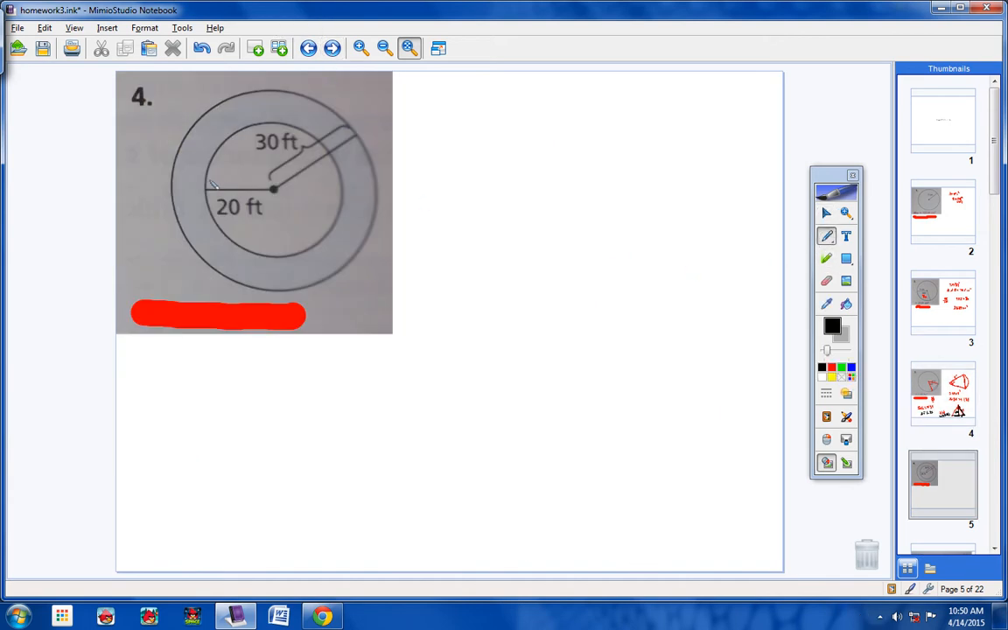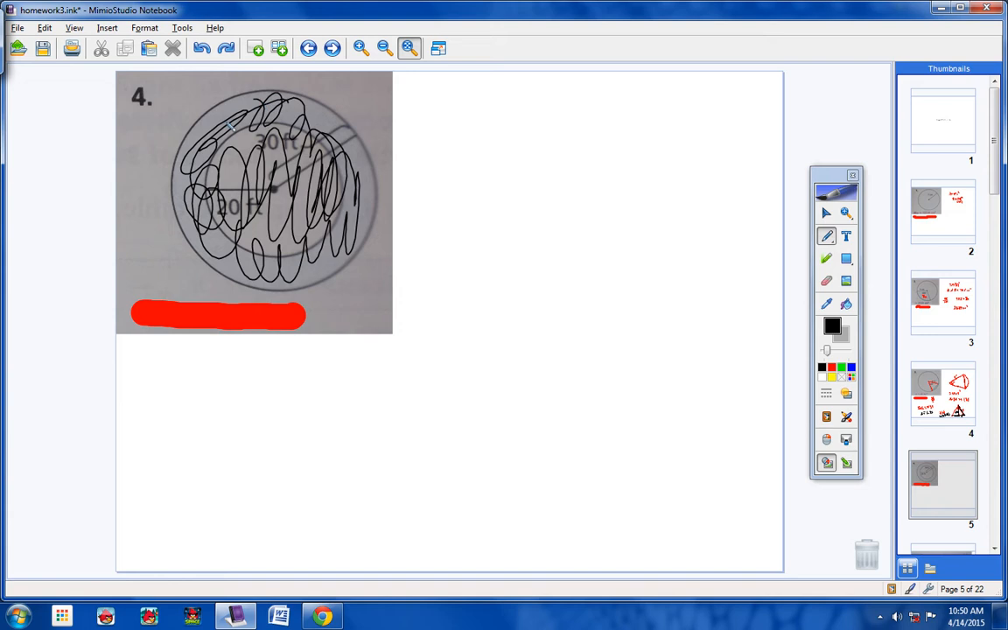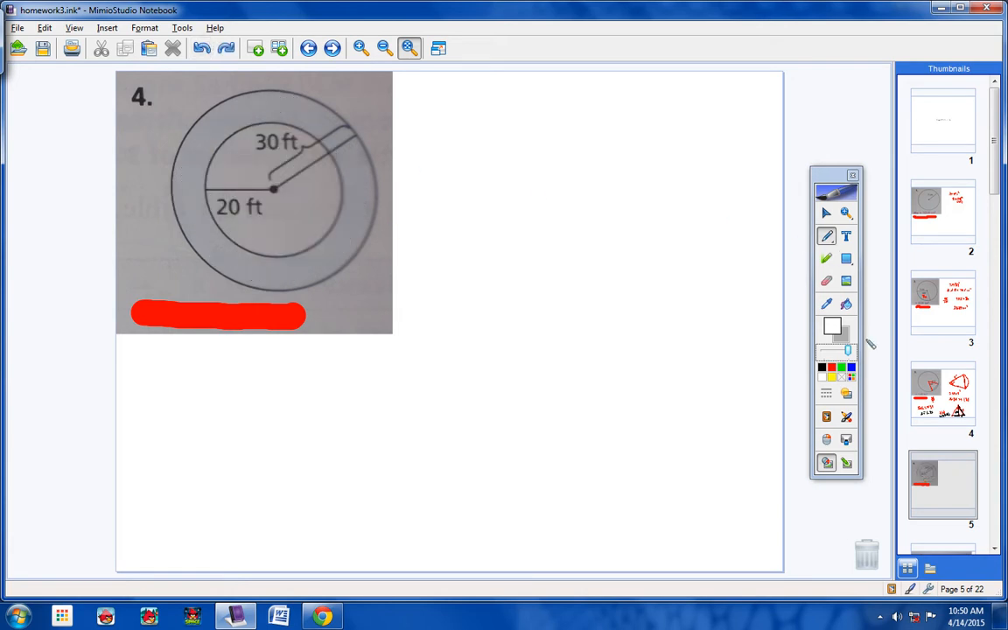Alright, now they want us to find the area of this outer ring right here. Okay, so let me give you a suggestion. If I find the area of this entire circle, alright, and then find the area of that inner white circle, and then subtract it out, look what I'm left over with. I'm left with the ring. So the goal is to find the area of the entire circle, and then find the area of that little white circle, and then subtract the two, okay?